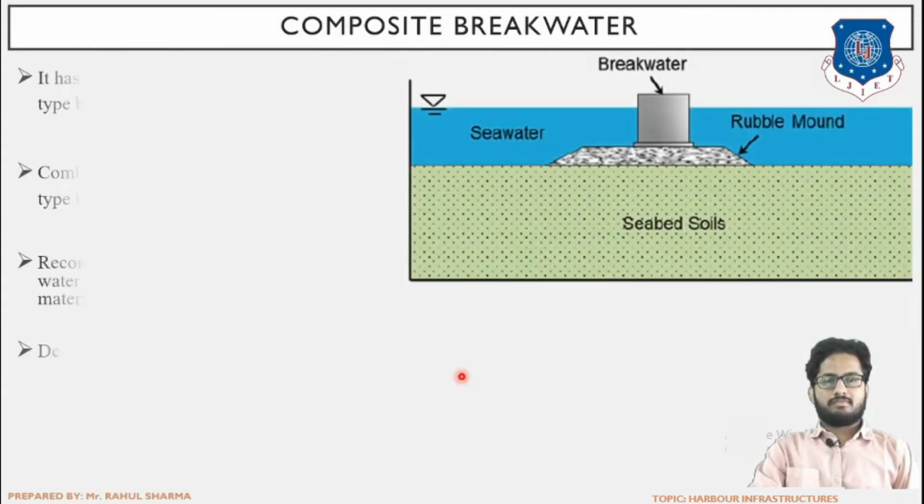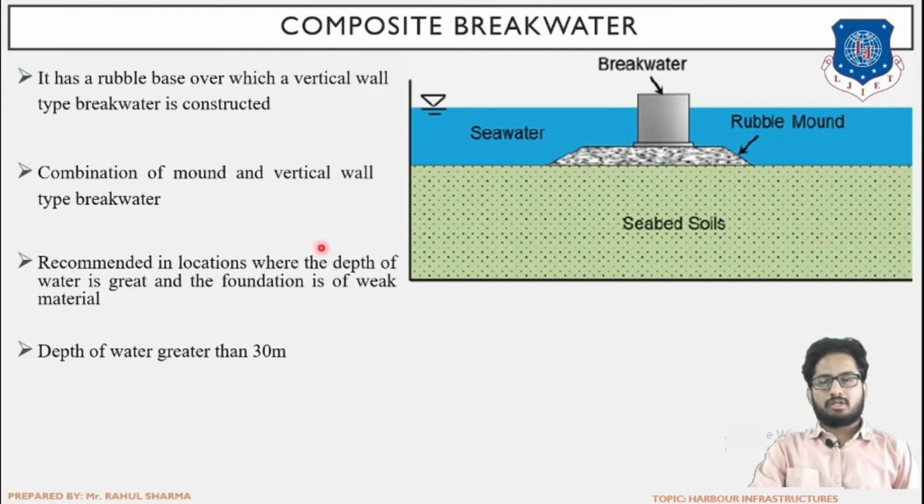So let us learn a few features regarding the composite breakwater. Rubble base, that is the bottom portion over which the vertical wall is constructed. So the seabed soil, that is the foundation. This is the rubble mound, which is the lower portion, and above which is the masonry construction. So combination of both the types. Combination of mound and vertical wall type breakwater, as we have seen, and now we are clear about it.